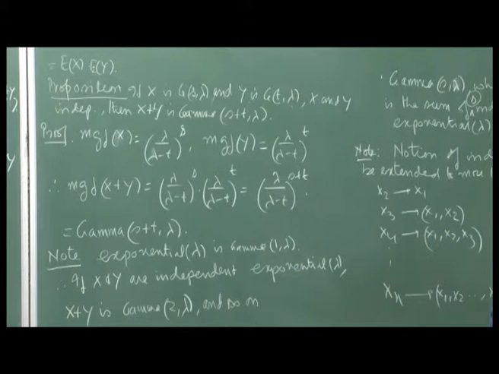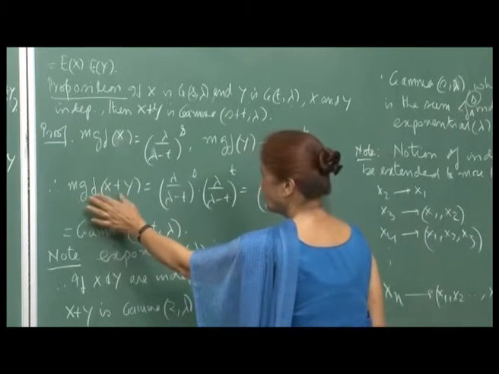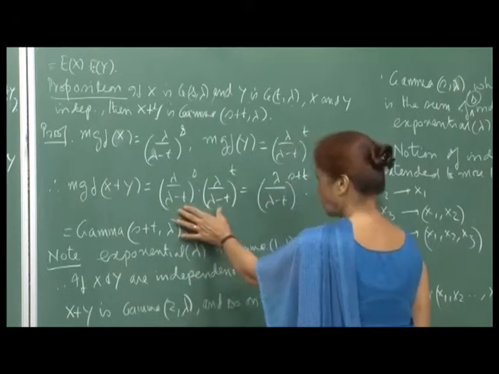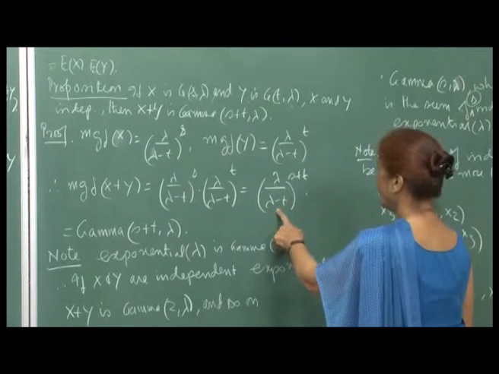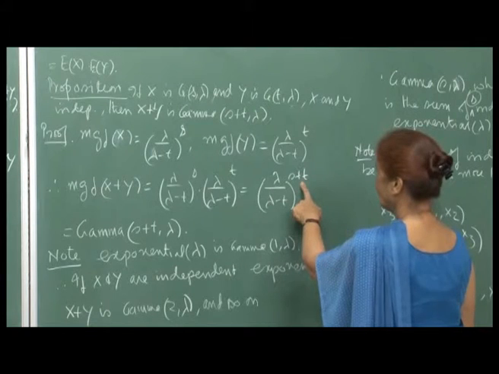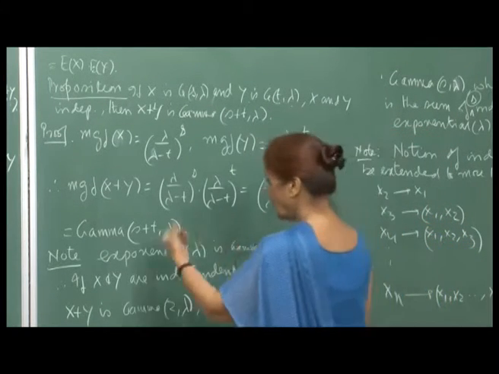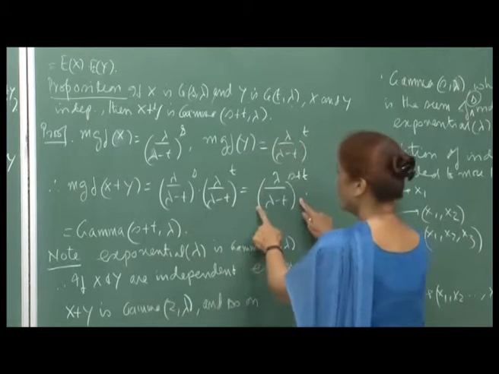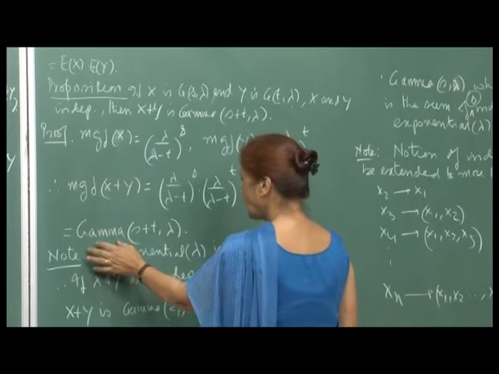And so, the sum would be the product of the MGFs. So, the MGF of the sum is the product of the MGFs, and so this becomes (lambda upon lambda minus t) raised to s plus t. So, now I am concluding immediately that the PDF of x plus y is gamma with parameters s plus t comma lambda.